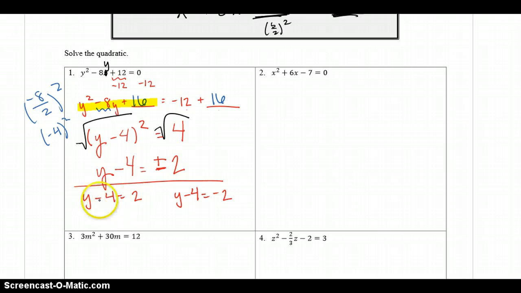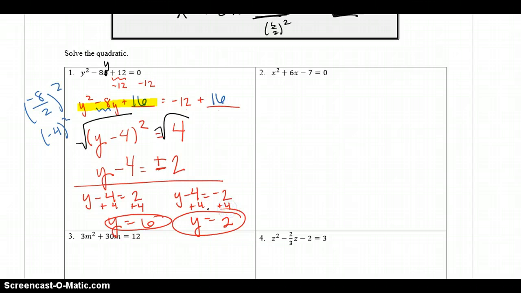On the left, y minus 4 equals 2. I add 4 to both sides and get y equals 2 plus 4, which is 6. On the right, again I add 4 to both sides and get y equals negative 2 plus 4, which is 2.